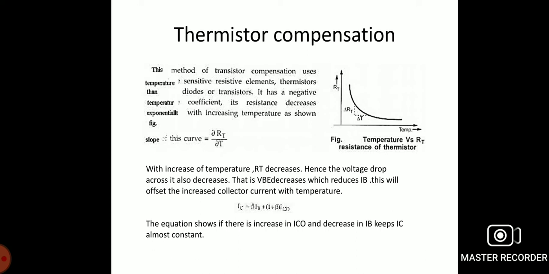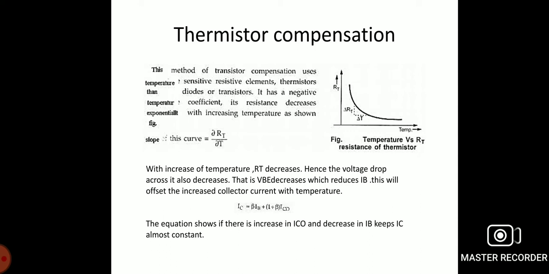The slope of the curve, dRT by dT, is negative: with the increase of temperature the thermistor resistance decreases, hence the voltage drop across it also decreases. That is, the base-emitter voltage decreases with reduced base current. This will offset the increase in the collector current with temperature. IC is equal to beta IB plus (1 plus beta) ICO. This equation shows there is an increase in ICO and a decrease in IB, which keeps IC almost constant.